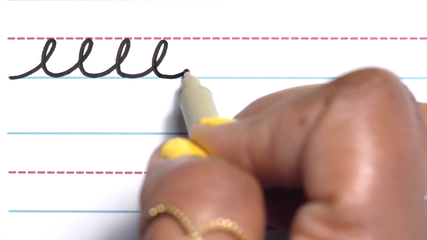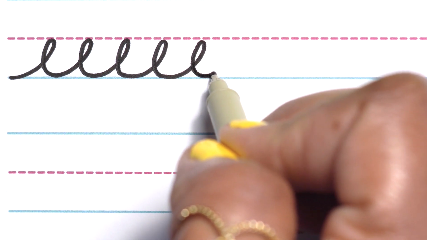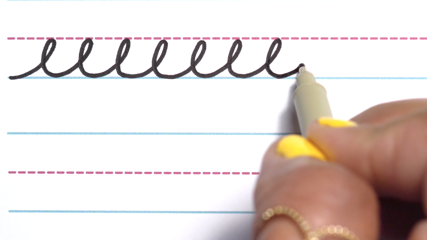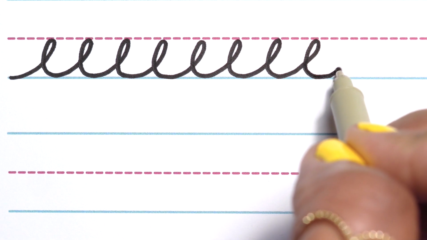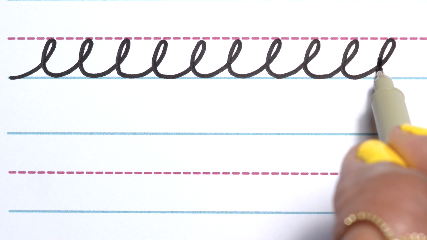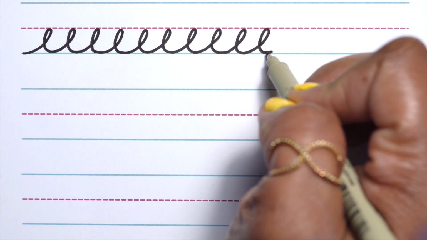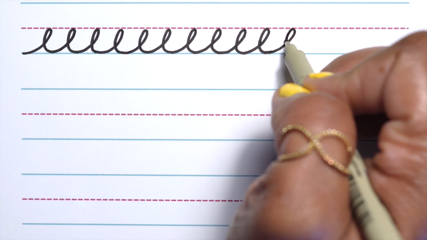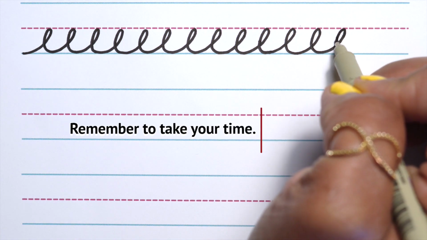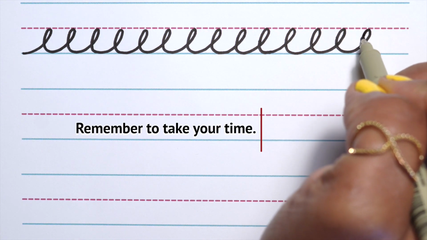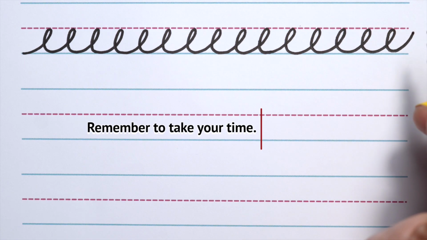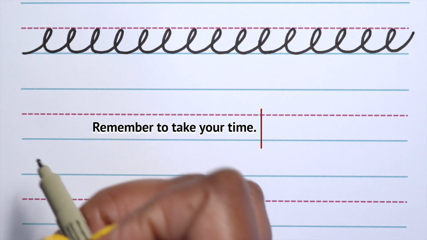Let's just keep it moving all the way to the end of the line. It looks like a strand of hair. Curly hair, that is. Keep going. And if you have to stop, just pick right up where you left off. One last one. Perfect. Let's try it one more time.